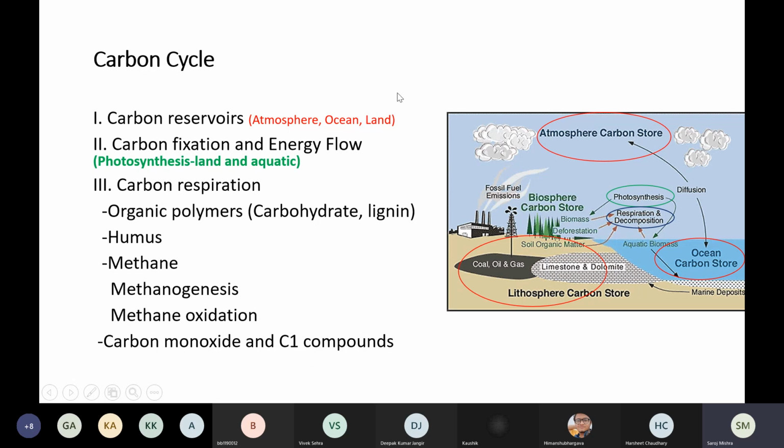In other words, cycles need to be understood in terms of the reservoirs, how they are cycled from the reservoirs, how they are fixed, and eventually how they are returned back into a form that can be easily assimilated by life forms. So these three aspects are important in any kind of elemental cycle.